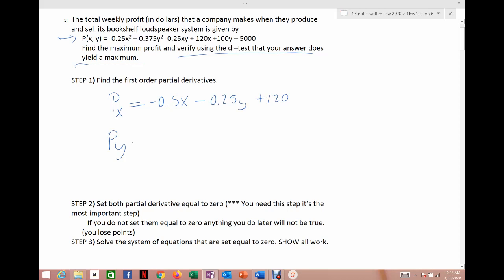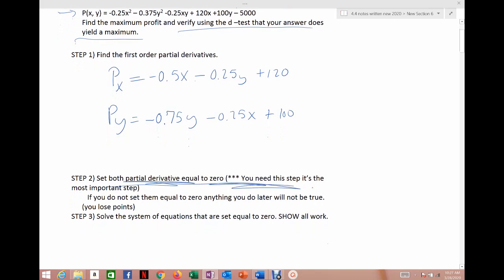Now the derivative with respect to y. Alright, so first term there's no y, second term there's a y squared, so take the decimal times 2, which comes out to be negative 0.75y. The mixed derivative, negative 0.25x, and then 100 is the constant. Alright, so there's my two first order derivatives with respect to each variable and labeled clearly, right? That's clearly my derivative with respect to x. That's clearly my derivative with respect to y.